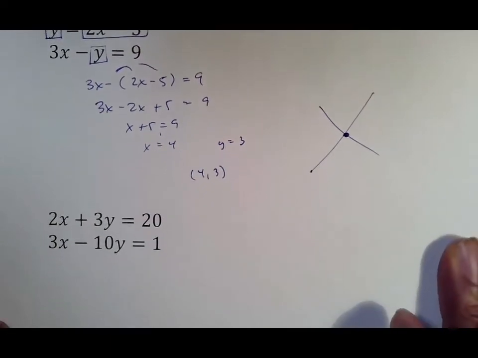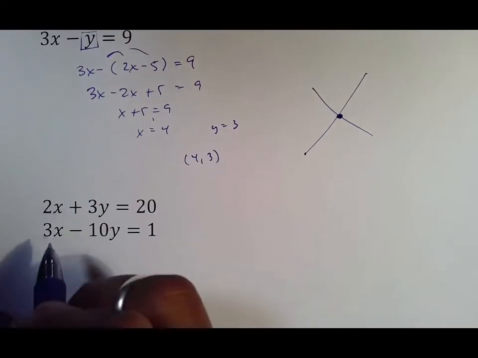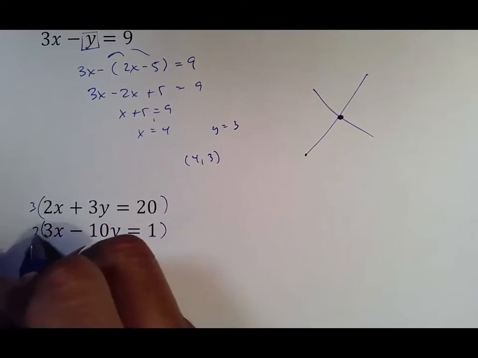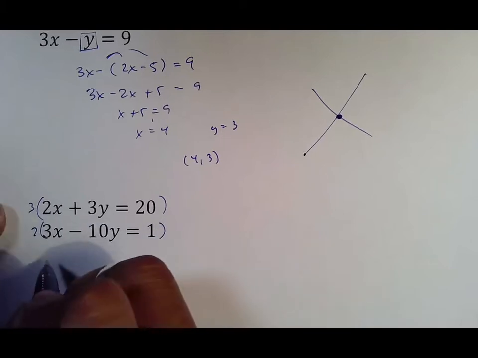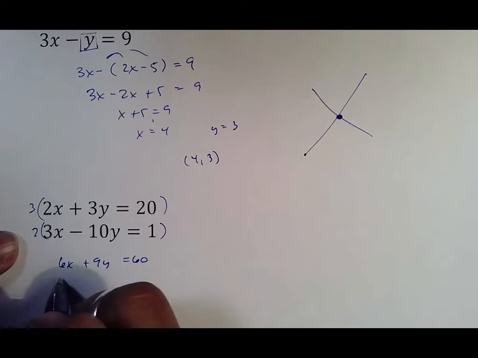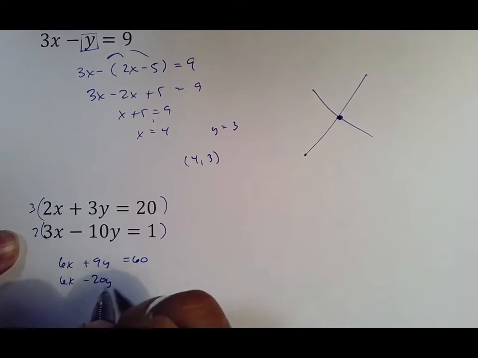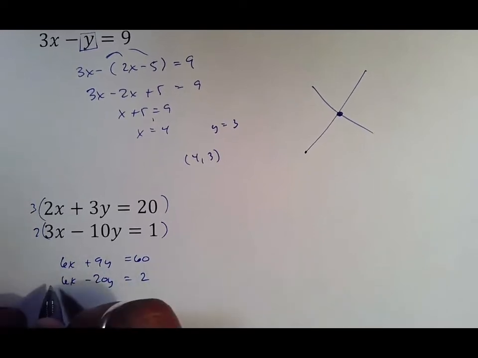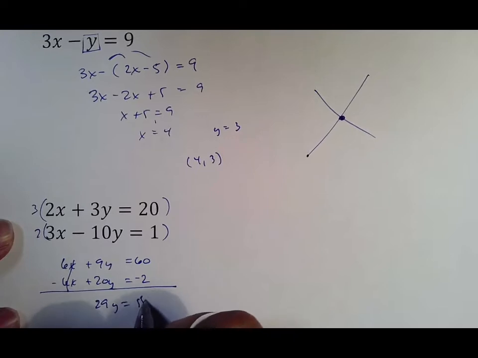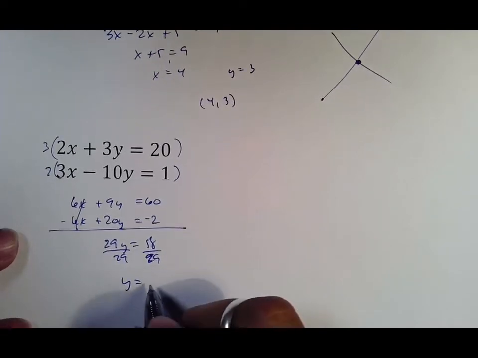Same thing here. What we learned to do is make our x's meet up by multiplying them by whatever the coefficients are. So we brought the 3 up, brought the 2 down, ended up with 6x plus 9y equals 60, and 6x minus 20y equals 2. Switching the bottom row, that goes away. You end up with 29y equals 58, which when you divide by 29, sorry, my writing is terrible, you end up with y equals 2.